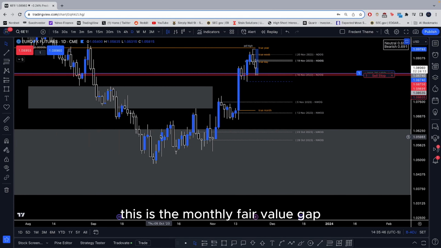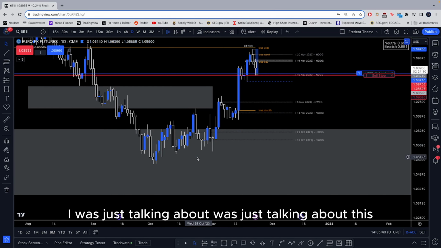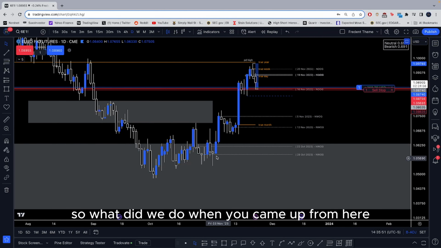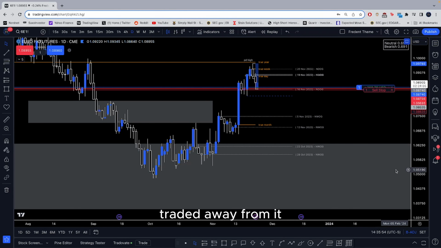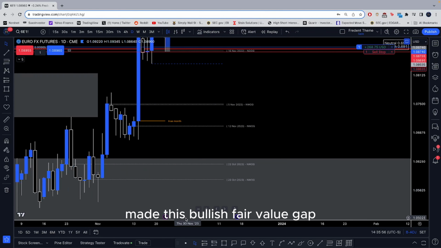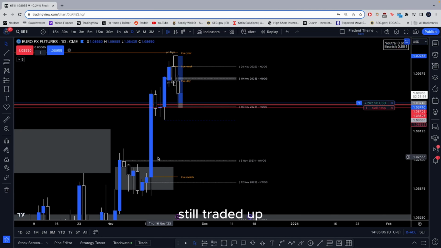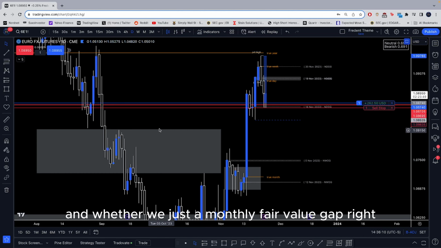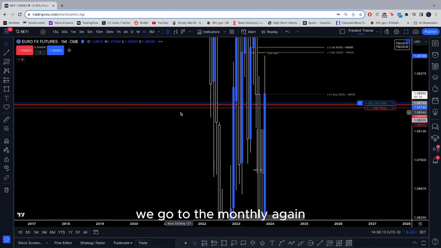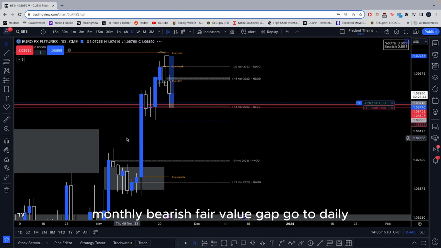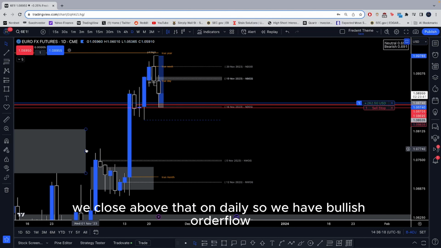This is the monthly fair value gap that I was just talking about. So what did we do when we came up from here? Traded away from it. We made this bullish fair value gap on daily. We traded through it. We still traded up, and we closed up here. This is a monthly fair value gap, right? Because the monthly bearish fair value gap goes to daily. We closed above that on daily. So we have bullish order flow.